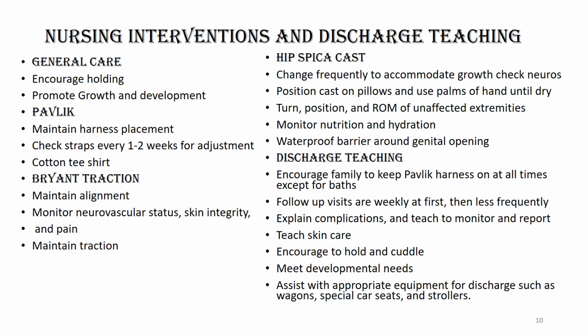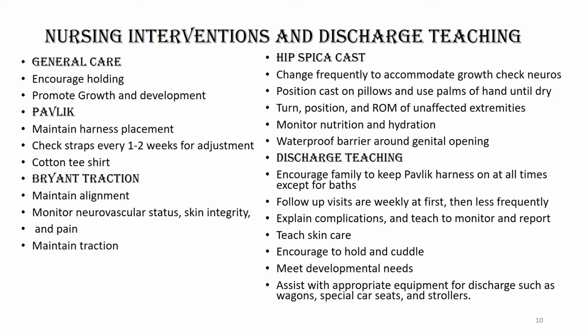For the hip spica cast, it is actually changed frequently to accommodate growth. And one thing I didn't mention is if the child is diagnosed at 4 or 5 months with hip dysplasia, like they weren't diagnosed in the beginning, generally they'll just be put in the hip spica cast and see if that will correct the situation. When the child comes back with the cast on, the cast will actually be positioned on a pillow, so that a little bit of air can get to the back of the cast.